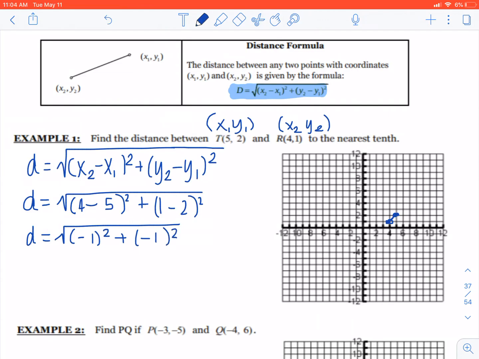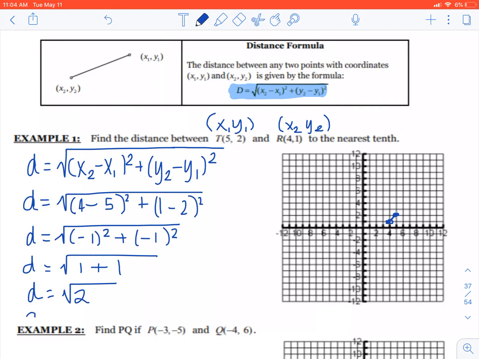All right, so now we're going to focus on the exponents. So negative 1 squared, that's like negative 1 times negative 1, which would be positive 1. Again, negative 1 squared is positive 1. So 1 plus 1 is 2. So the answer to this is the square root of 2.